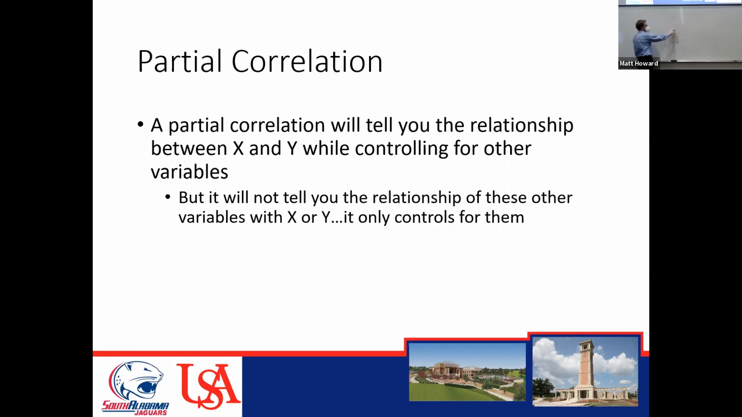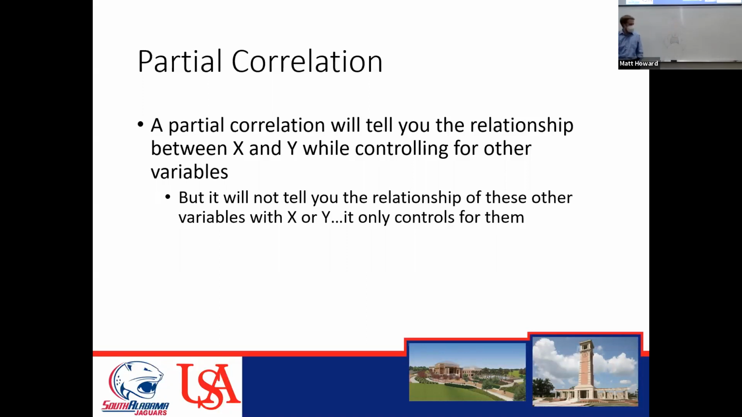It's only going to give you X and Y while controlling for A and B. It will not give you the result of A with X, A with Y, B with X, B with Y, etc., etc. It only tells you the focal relationship you're interested in while controlling for the other variables. So you need to designate what you think the focal relationship is and exactly what you want to control for in that focal relationship.